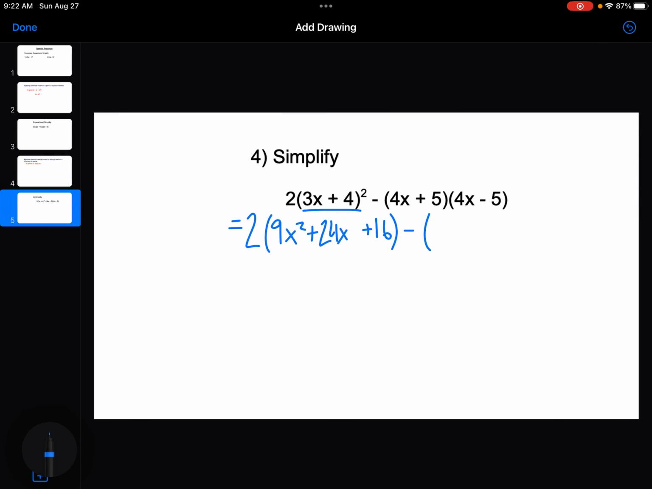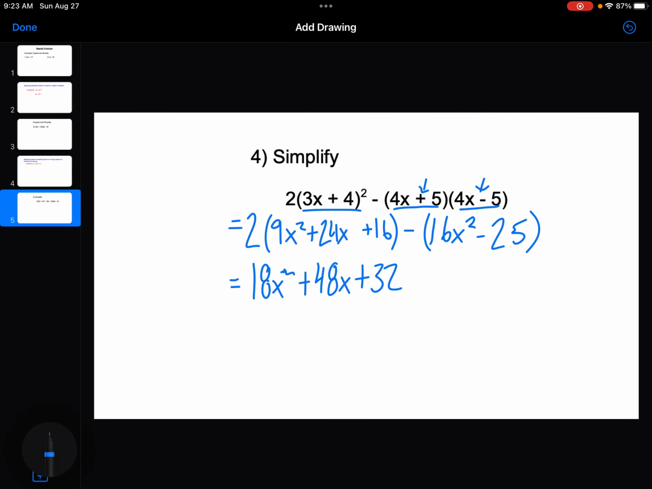Close my bracket. Minus, I'm going to put a bracket here. I've got identical binomials. The only thing that's different is the sign. So then I know I can square the first, 16x squared. 4 times 4 is 16, x times x is x squared. And then minus square the last, 25. Now all I have to do is multiply that 2 in. So we're going to get 18x squared plus 48x plus 32. And now I have to change the signs here. Minus 16x squared plus 25.